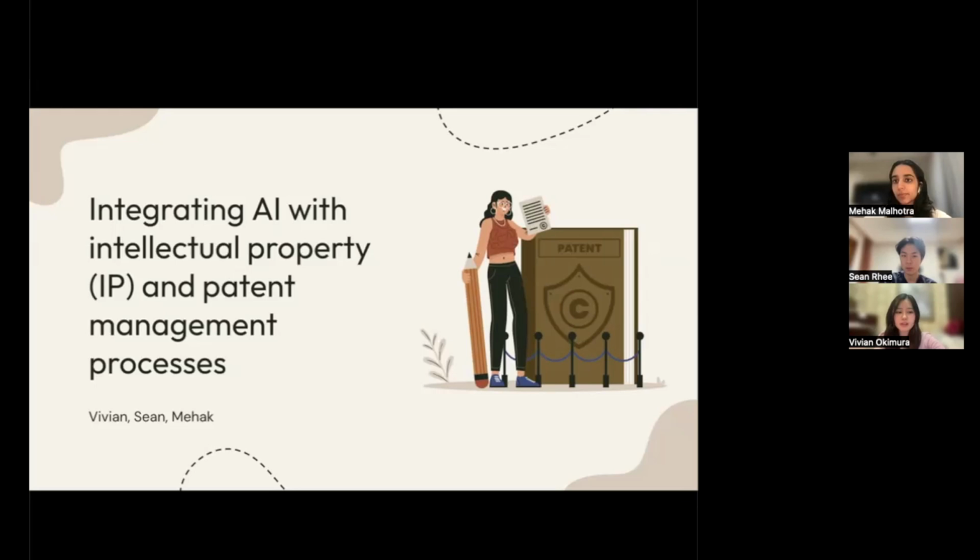And I'm Vivian, and today our group will be exploring the implications of integrating artificial intelligence into intellectual property and patent management systems.